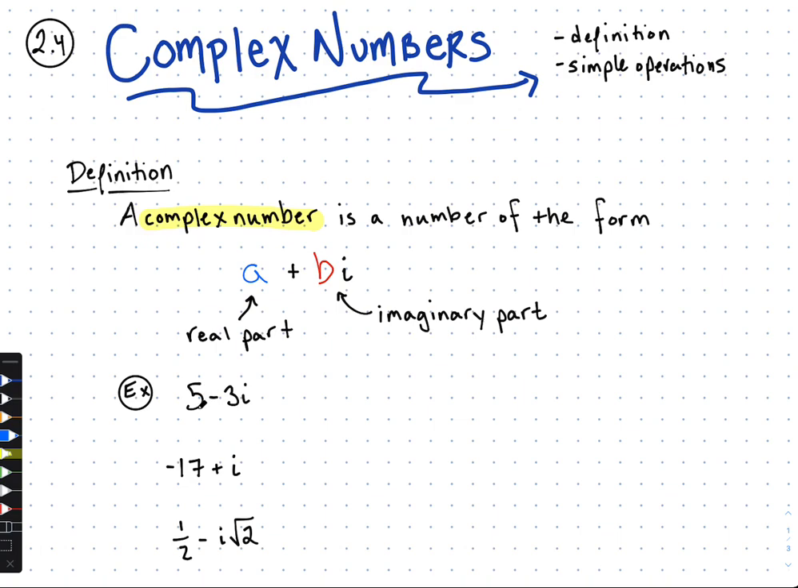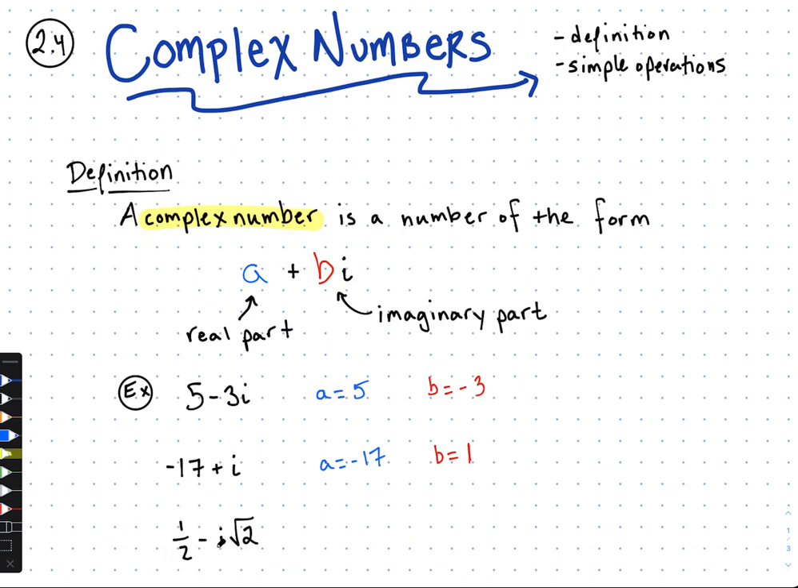Our first is 5 minus 3I. The real part here, our A, is 5. And the B, which is the coefficient in our imaginary number, is equal to negative 3. This second example, negative 17 plus I, we've got an A here of negative 17. It's this number over here, our real part. And our imaginary part is I, which means our B is just positive 1.